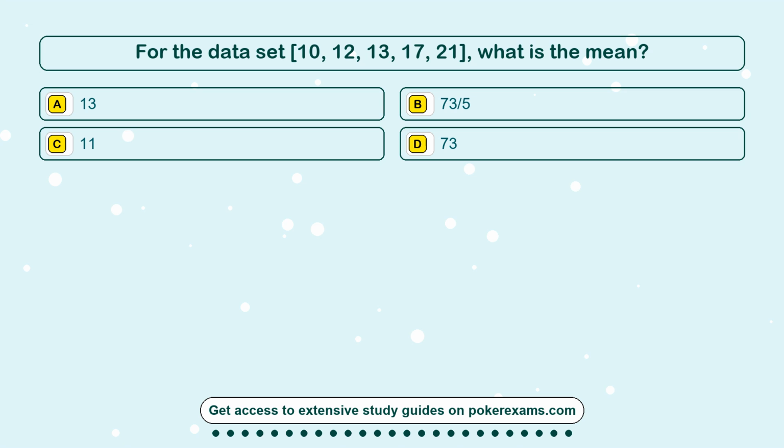Question 19. For the data set 10, 12, 13, 17, 21, what is the mean? Option A 13. Option B 73/5. Option C 11. Option D 73.